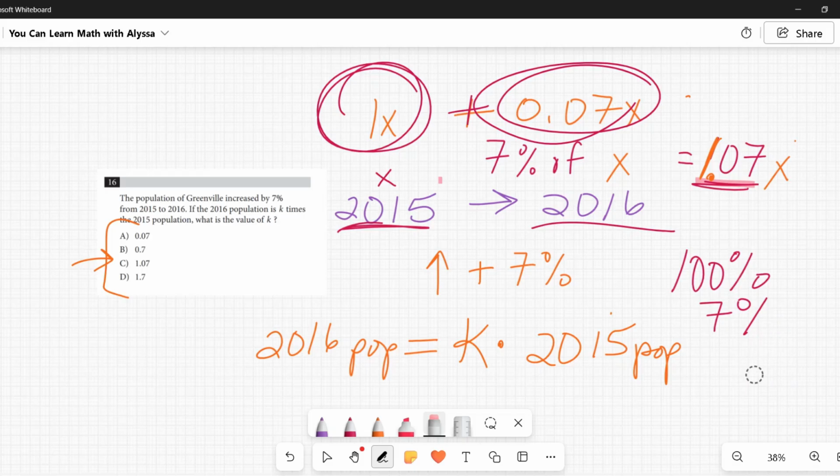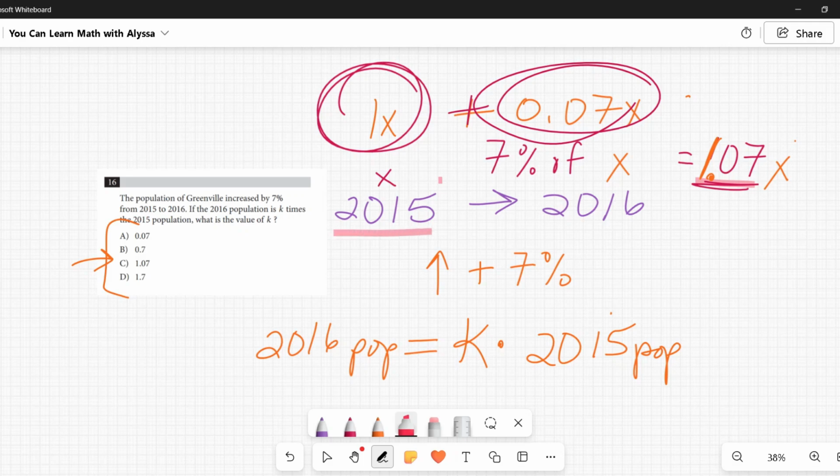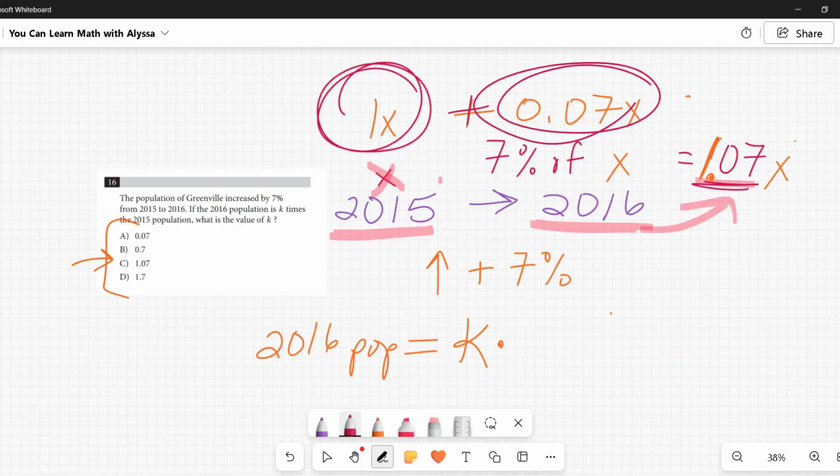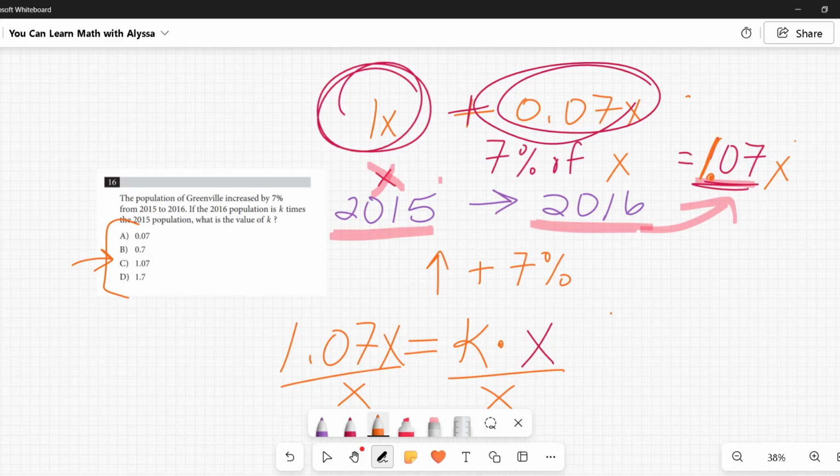And you can even look at it in another way here, saying if my 2015 population is X and my 2016 population is 1.07 times X, okay, down here, my 2015 population is X and my 2016 population is 1.07 times X. What is K? I divide both sides by X, since X is being multiplied on both sides. And what am I left with? 1.07 equals K. Okay, so that's the math that's going on.